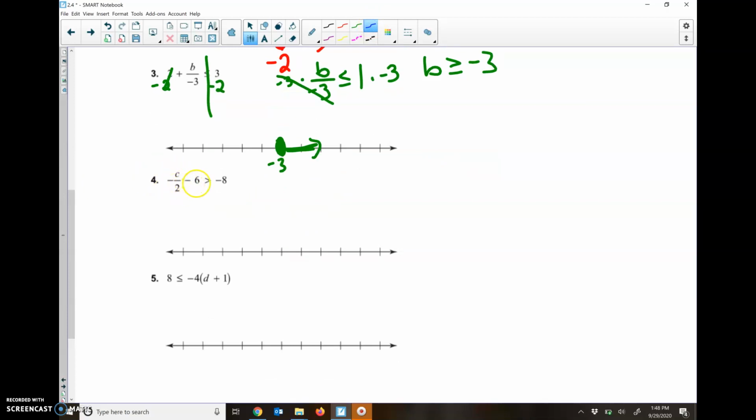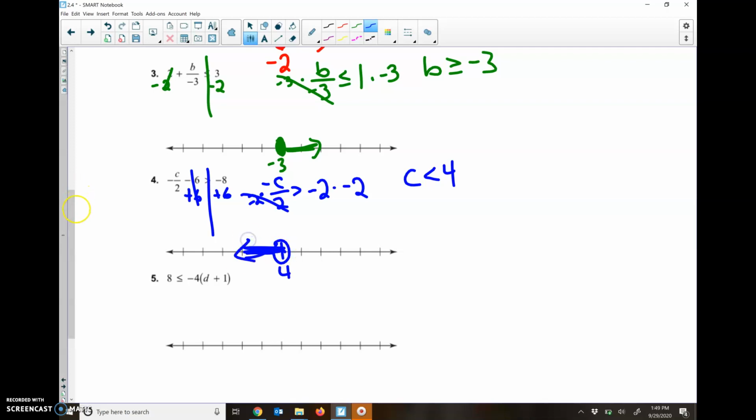All right, 4 looks exactly the same. So negative c over 2 minus 6 is greater than negative 8. So I'm going to end up adding 6 to both sides. Then I end up with negative c over 2 is greater than negative 2. Since it says divide by 2, I'm going to multiply by a negative 2 to get rid of that negative sign. So now I'm left with c. I multiplied by a negative 2, so I'm going to flip that greater than sign to a less than sign. And then negative 2 times negative 2 is a positive 4. So open circle because it's not equal to, and numbers less than 4 go to the left like 3, 2, 1, 0, all those negative numbers.